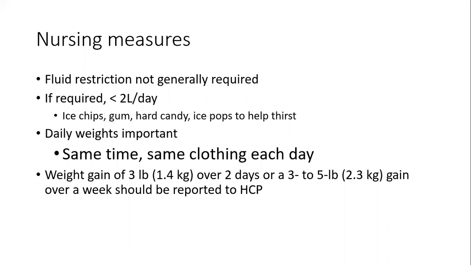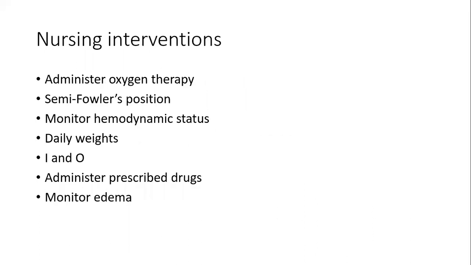Daily weights are important. The person should weigh at the same time in the same clothing each day. So you're looking for an increase, a weight gain of 3 pounds over 2 days, or a 3 to 5 pound increase over a week. And those things should be reported. So a person is supposed to weigh themselves daily and record it and be on the lookout for these changes.